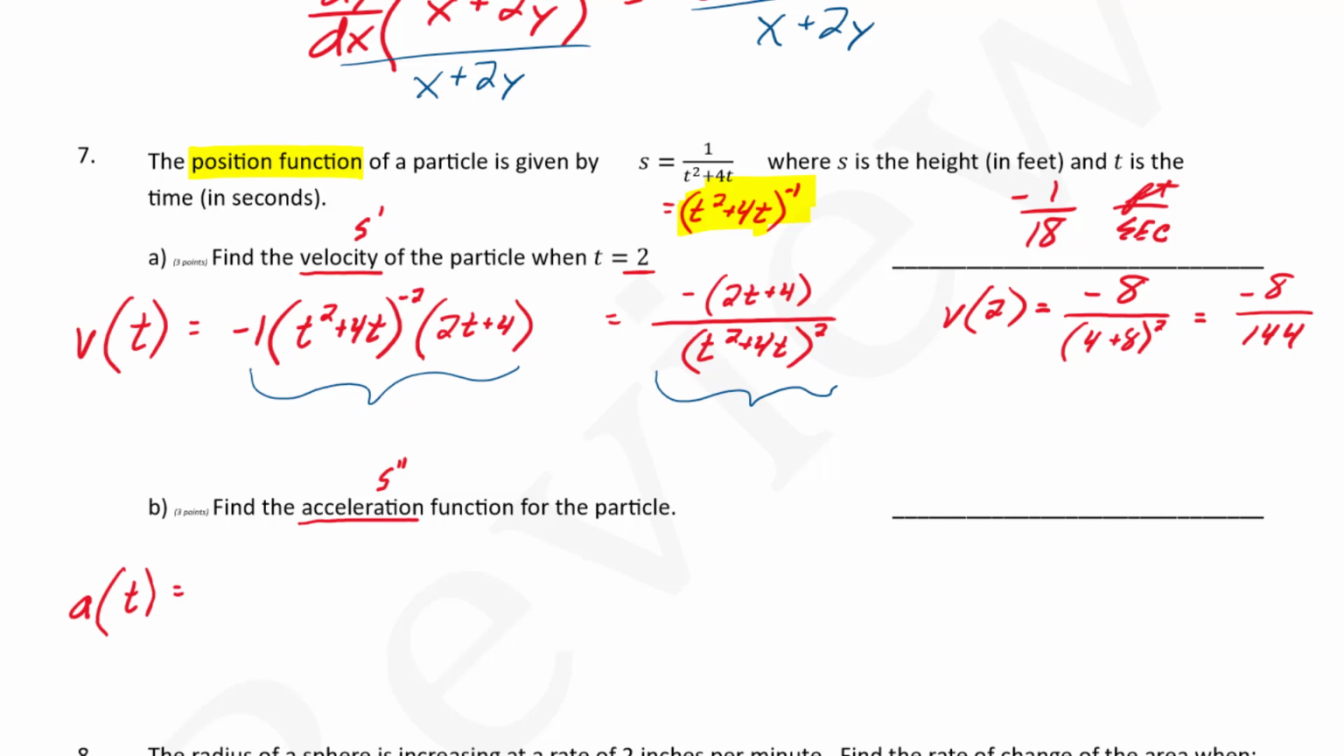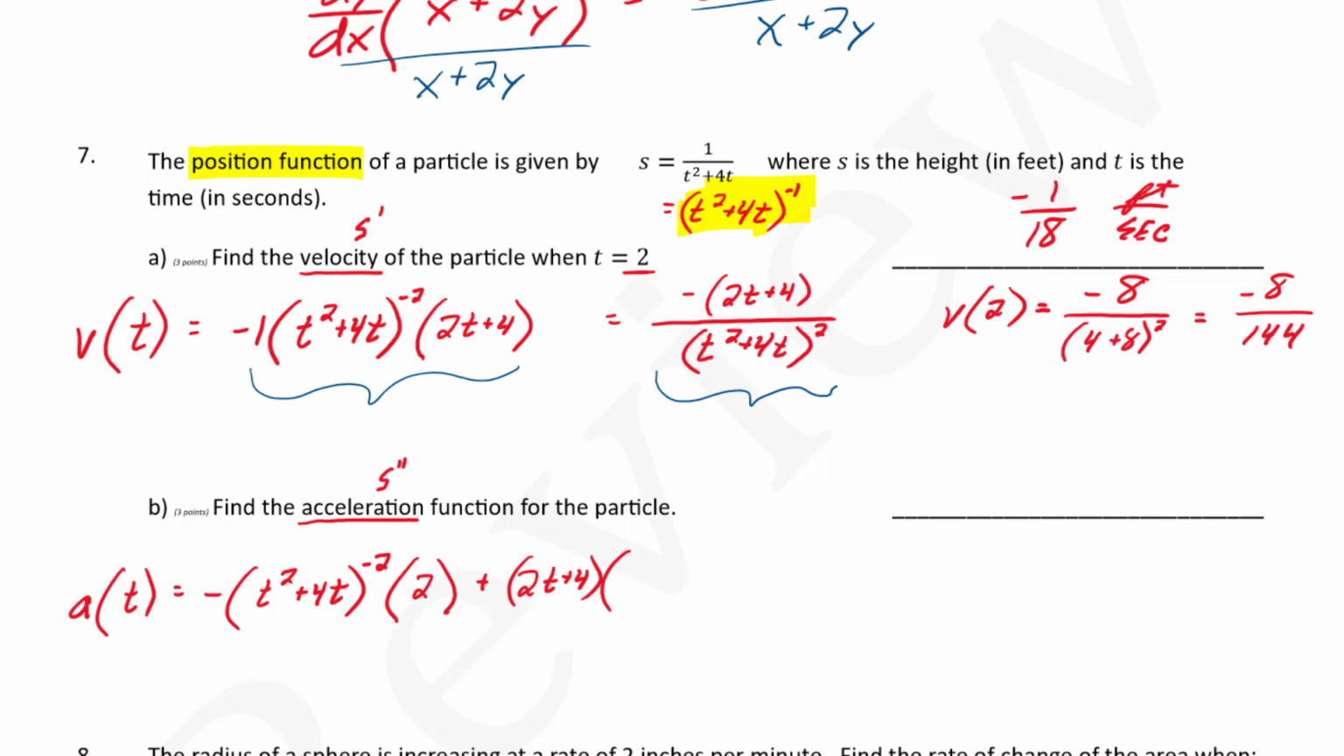And if we start the process doing the a times b prime, that means I'll keep the first part the same, so -1 times t squared plus 4t to a -2 power times the derivative of the second part. Well, the derivative of 2t plus 4 is just a 2. Then I'm going to add that with, this time I keep the second part, so the 2t plus 4 is not changed. But now times the derivative of the first part, this is where that chain rule portion gets involved.